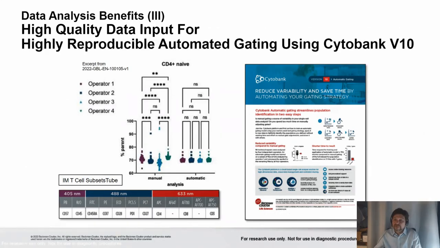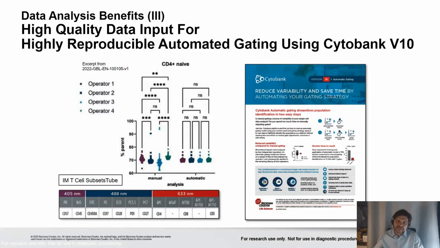And finally, on our own behalf, our Cytobank platform version 10 now also has an auto-gating module, which allows you to train a module with a couple of data sets to apply exactly the same gating as you, as an expert, would do to the type of data sets that you have been training the algorithm on. And of course, this would reduce and take out a lot of variability.